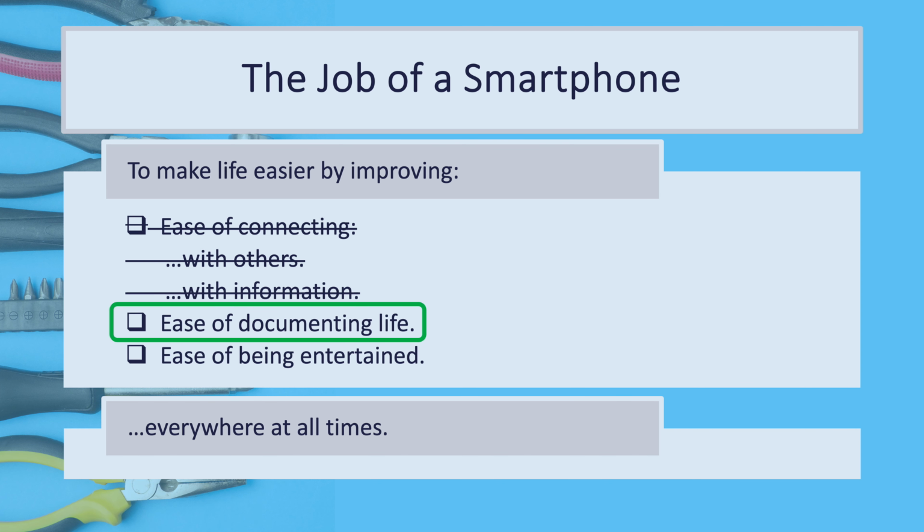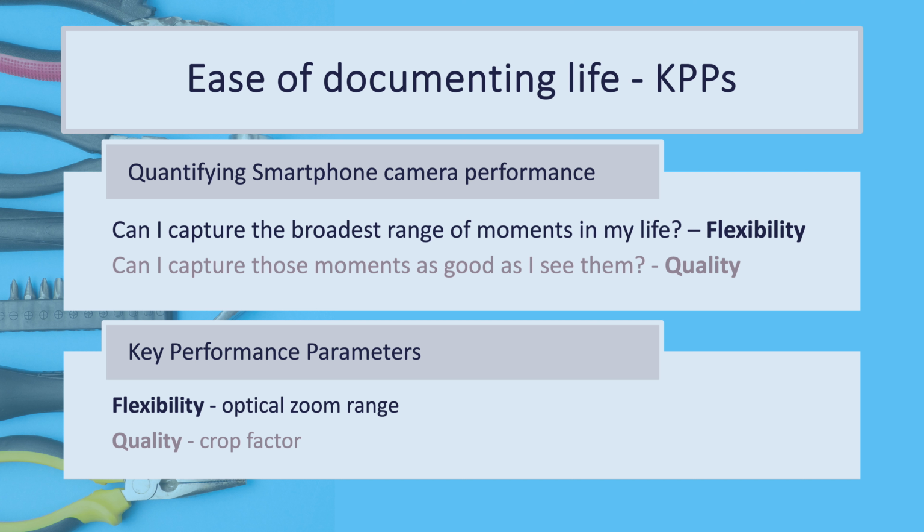In this video, we'll finish evaluating the job of ease of documenting life by assessing it through its key performance parameters. In our last video, we looked at flexibility, starting with optical zoom range as our key performance parameter, but evolving it into a more useful multi-dimensional parameter, size and distance of a detailed image. Again, the lesson here was to ensure that we use the right technical properties to more completely assess performance.